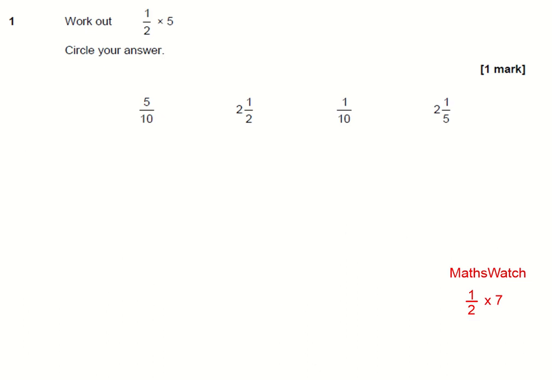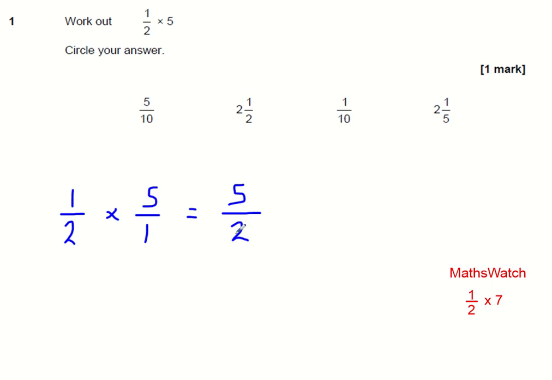Work out 1/2 multiplied by 5. Right, multiplying a fraction by a number is the same as saying this is 1/2 multiplied by 5/1, because 5 divided by 1 is still 5. When we multiply these fractions, we do the tops first, so 1 times 5 is 5, and bottoms next is 2 times 1 is 2. This is now 5 divided by 2.